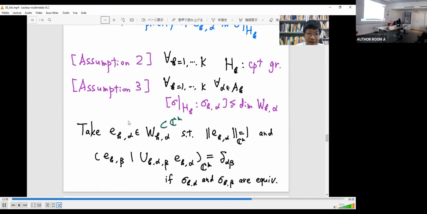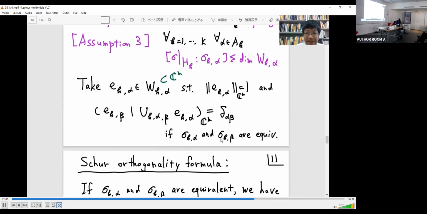Thanks to this assumption 3, we can take a unit vector e_k alpha in each W_k alpha such that if sigma_k alpha and sigma_k beta are equivalent, then the inner product of e_k beta and U_k alpha beta e_k alpha, which is an element of W_k beta, equals delta alpha beta. So if alpha and beta are different, then this inner product equals 0.